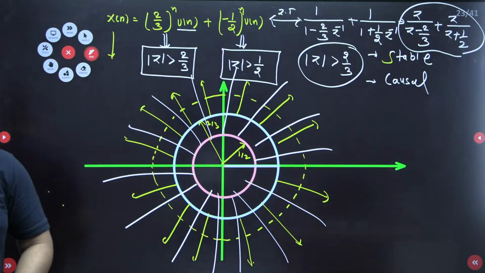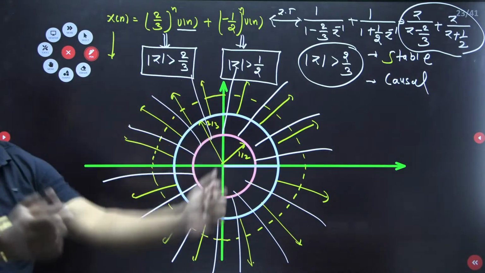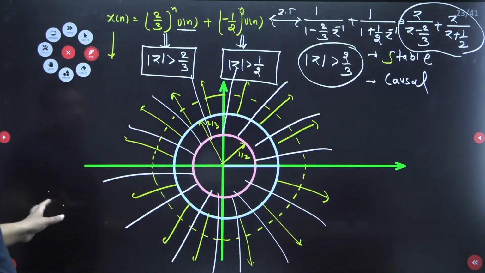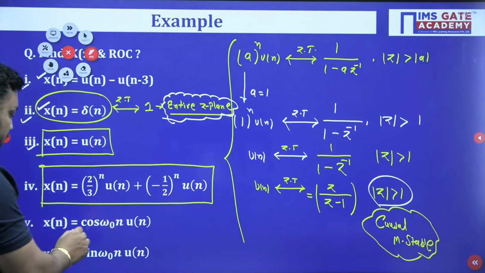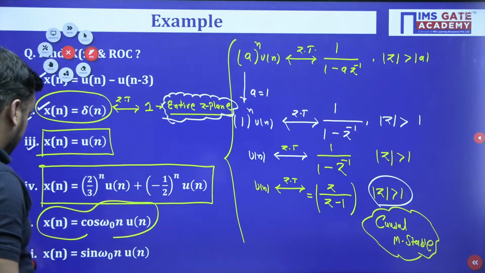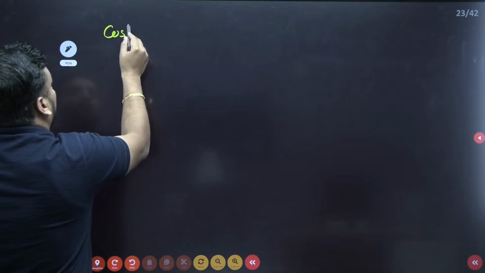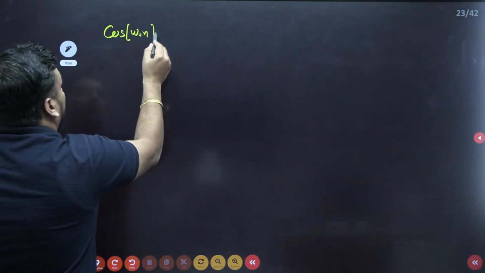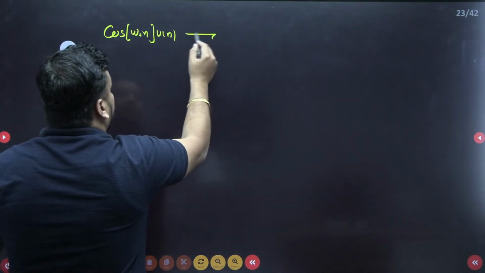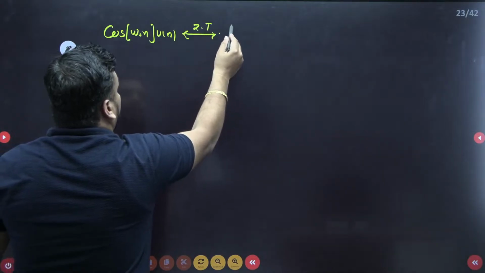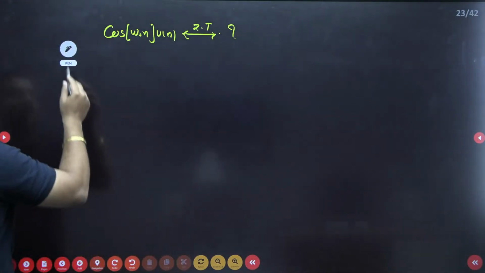Chalo. So now student, the next question is coming as cos of omega 0 n u(n). So we'll find out cos of omega 0 n u of n. We are looking for its Z transform as well as the ROC.